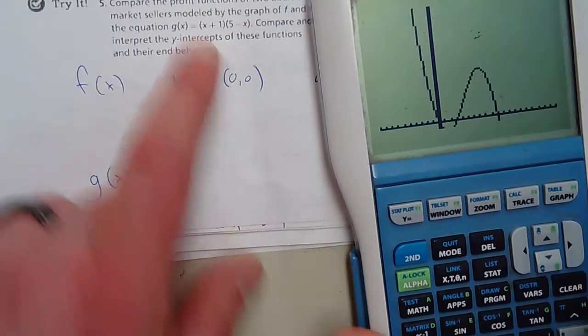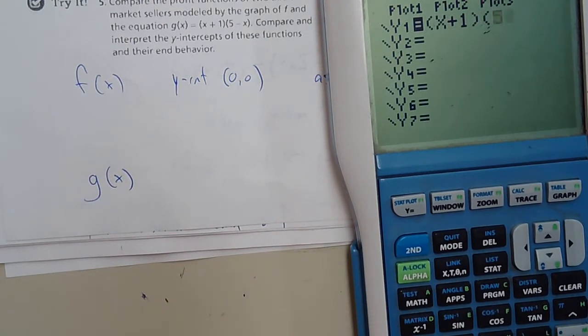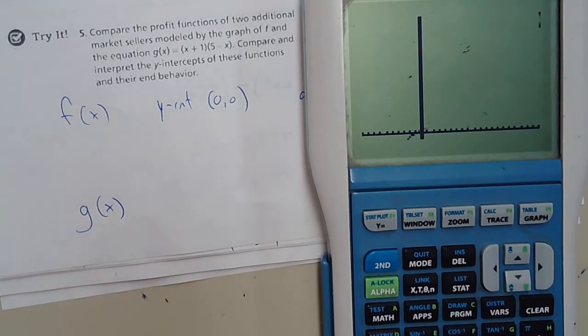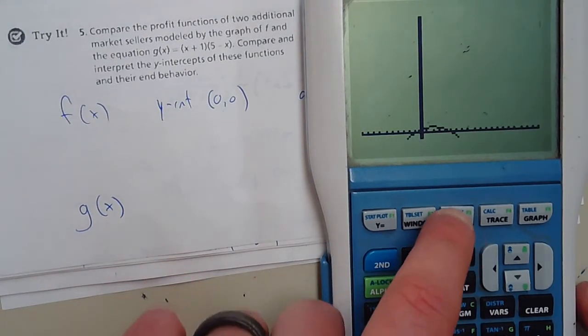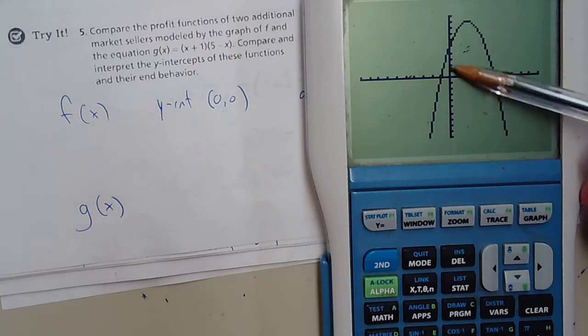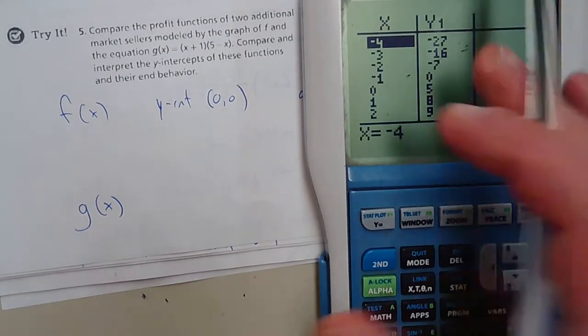And then G, we've got the function, so we can do the same thing we did here and type it in and take a look at it. So we have x plus 1, and we have 5 minus x. So we can graph and look at that. Let's go ahead and go standard window because this is pretty squished in there. Okay, perfect. First things first, y-intercept, I can get this value off my table. So at 0, this graph's at 5.